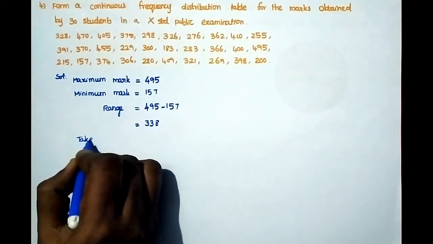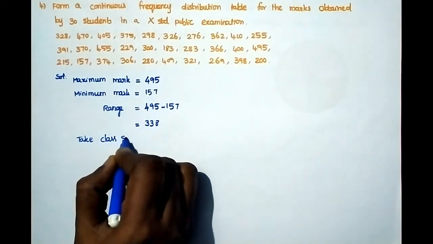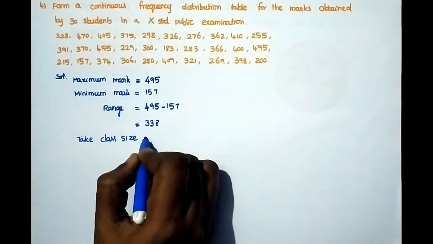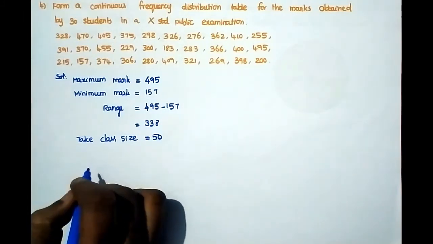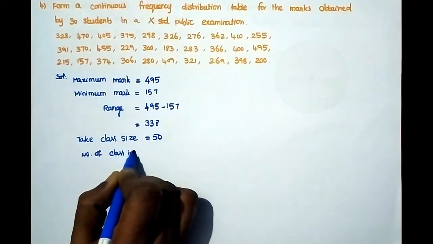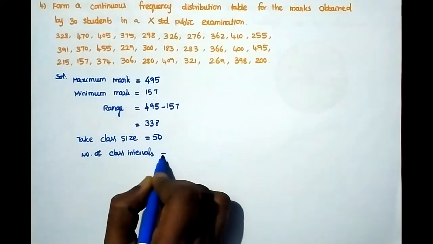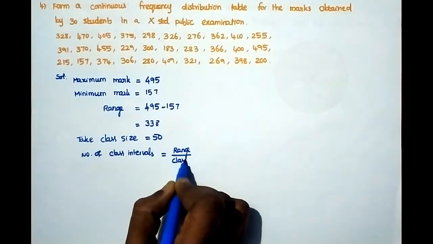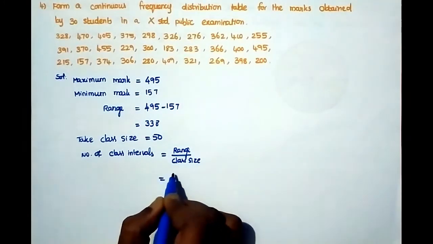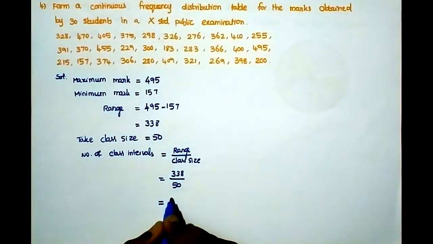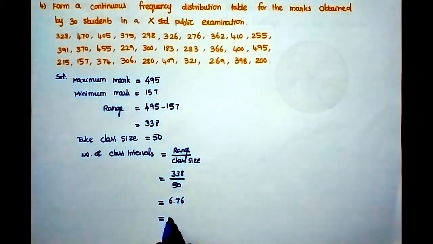Take class size. Class size is equal to 50. So the number of class intervals is equal to range by class size, that is 338 divided by 50, which means we get 6.76, that is 7.